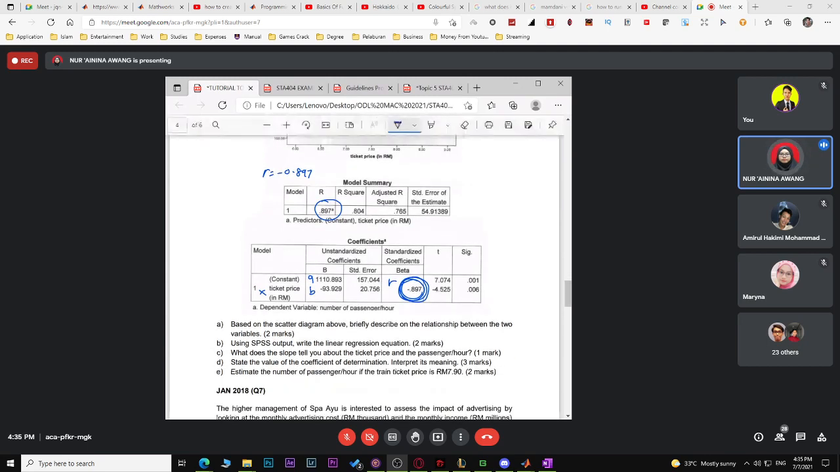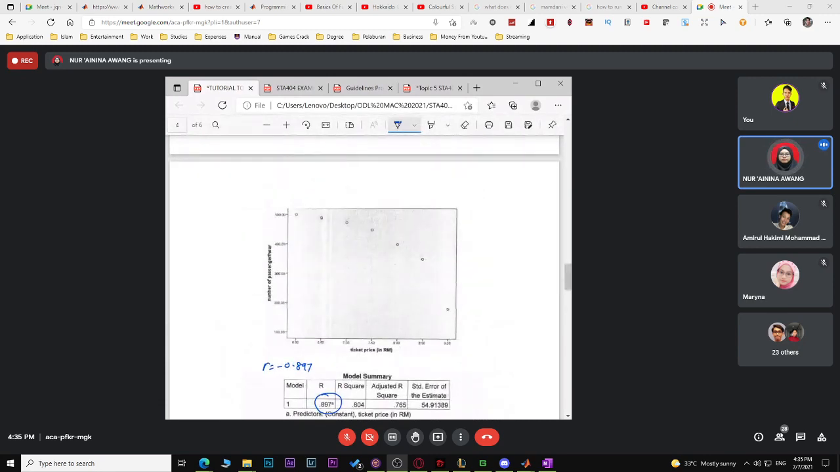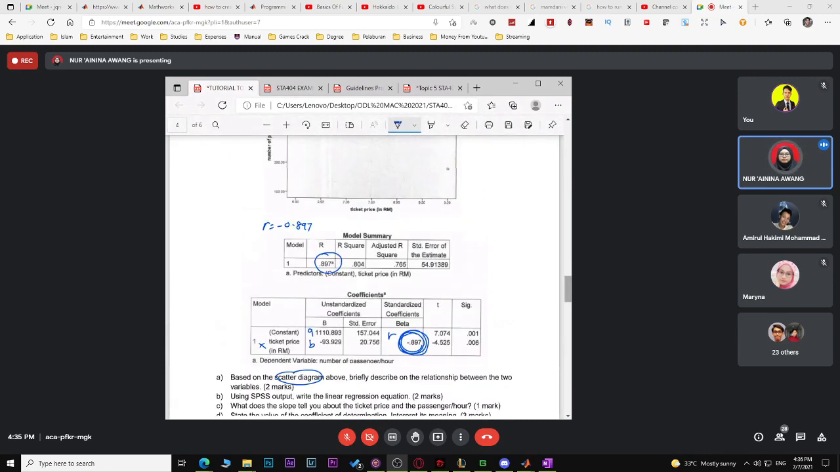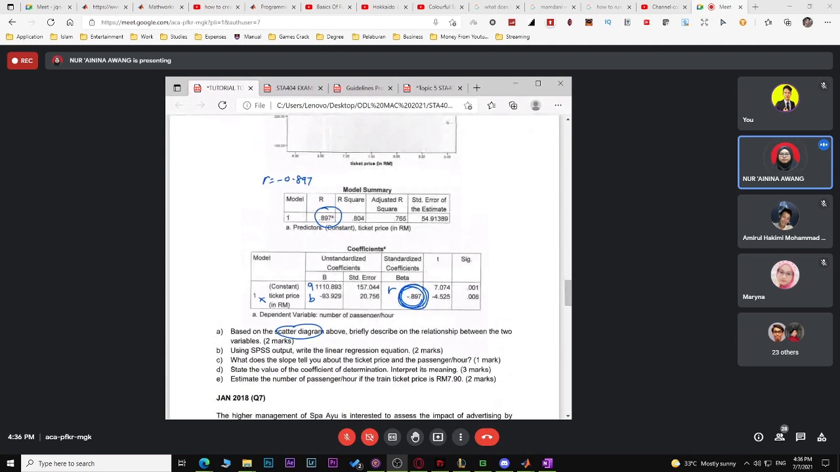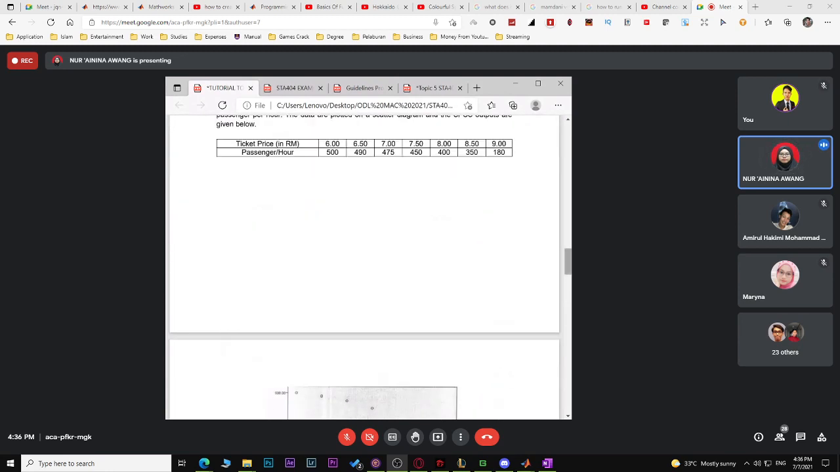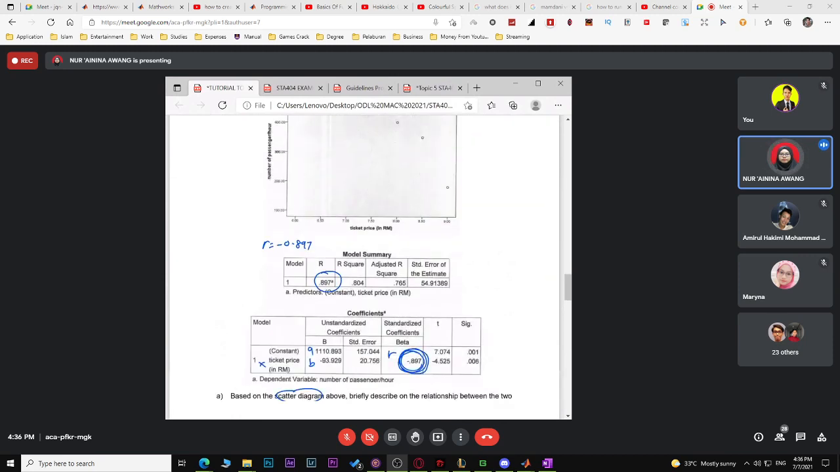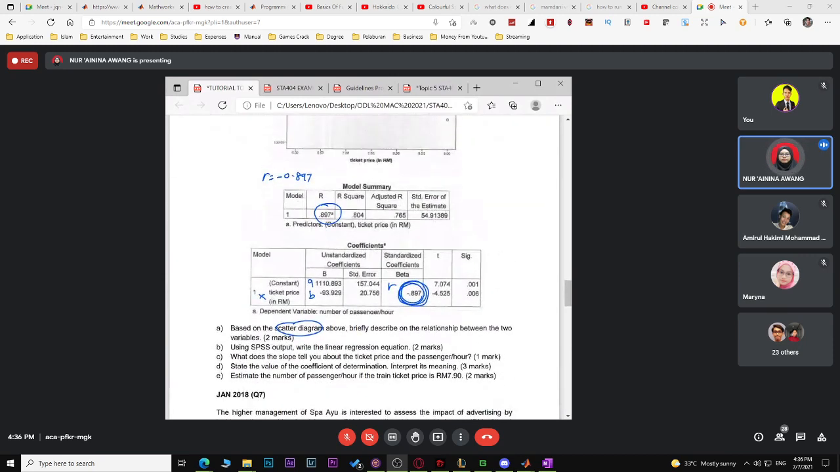And then for A, based on the scatter diagram, so kalau you tengok kat sini, your scatter diagram dia menurun. So we say that there is a negative linear relationship, okay, between the ticket price and also the passenger per hour. Okay, so that is for A. So make sure just write the direction. Okay, there is no strength. So kalau you cakap that there is a strong negative linear relationship, so wrong lah. Okay, so for scatter diagram, we can only look on the direction.